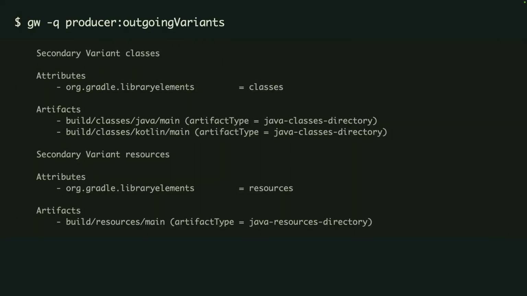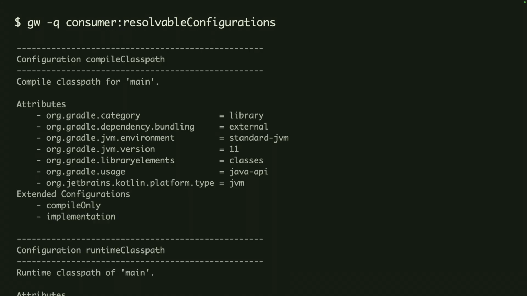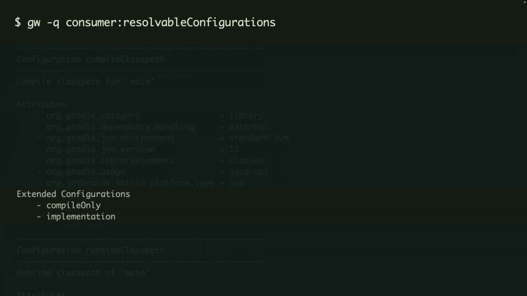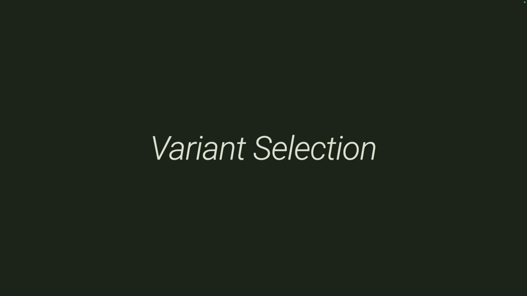Now, that was just talking about outgoing variants from the producer. There's another Gradle command on the consumer side called resolvable configurations. Okay, I am receiving an artifact from somewhere. What are the attributes that define this configuration? On the compile classpath, it has its own attributes, and it also points out what configurations it links to.